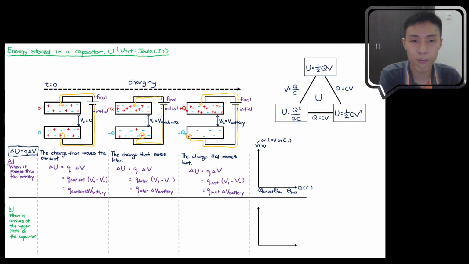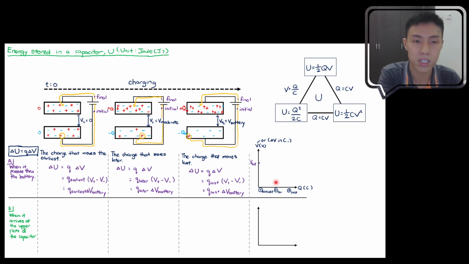Okay, so the first earliest charge went through a potential difference of how much? The first earliest charge went through a potential difference of delta V battery, right? So we should expect that over here, you should experience delta V battery, where this value is equal to V battery.